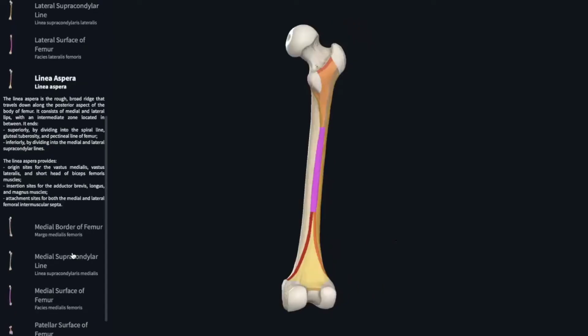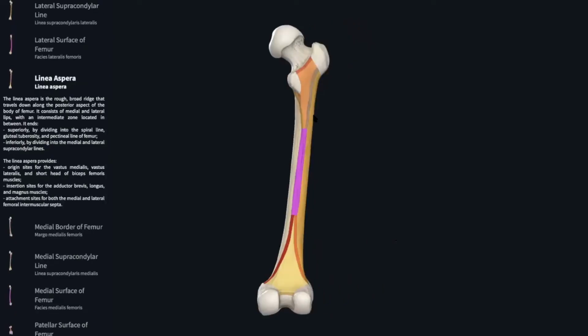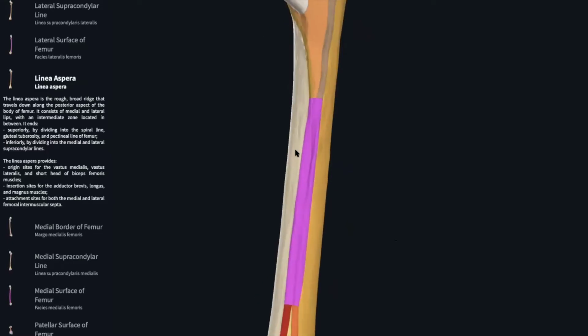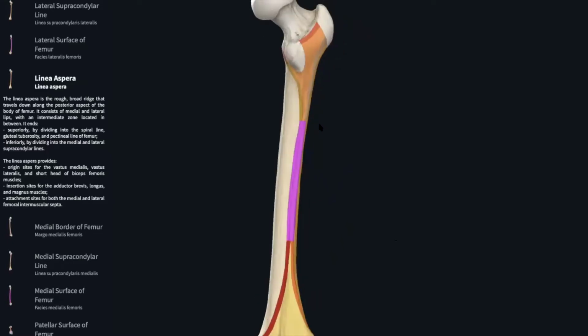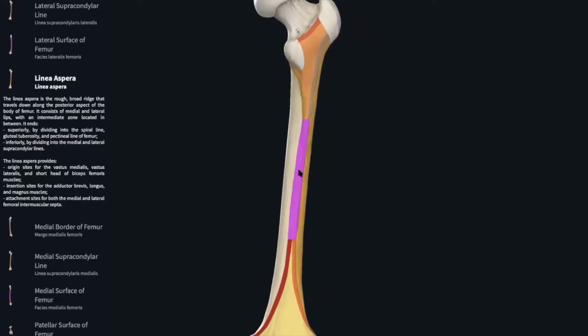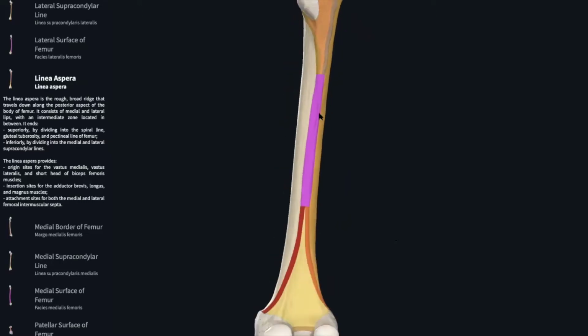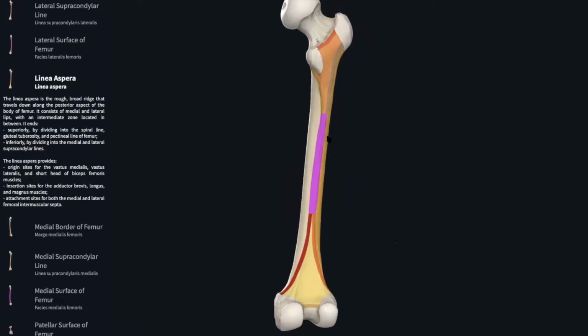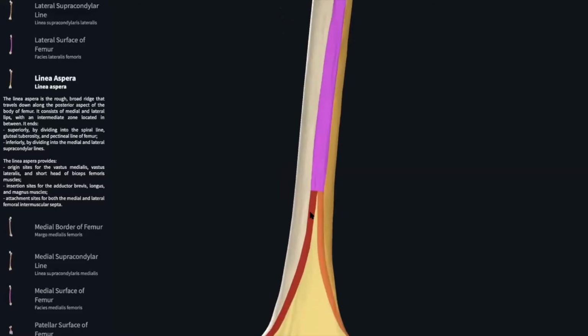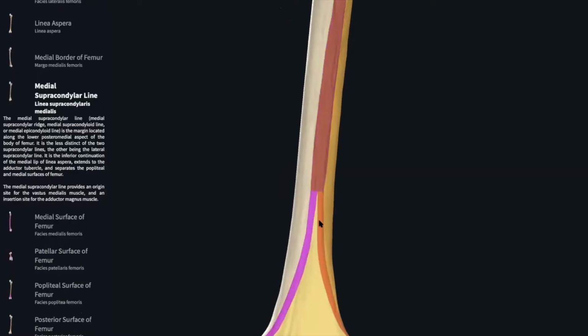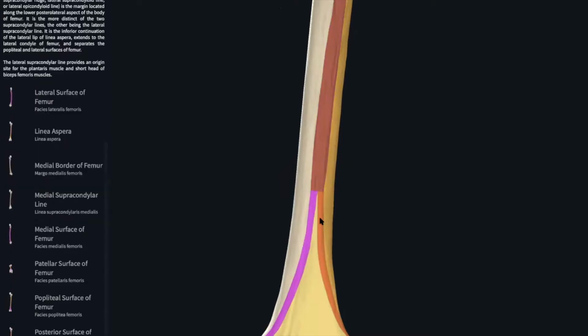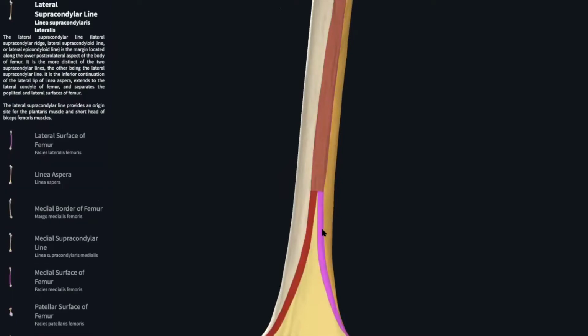Okay, now we're looking posteriorly again, and we're looking at this line, which you may have heard of, called the linea aspera. That in Latin literally means rough line, because it's a rough line, wow. Basically all these rough lines are areas where different muscles and ligaments attach, and they're rough so that attachment happens more easily. But what happens is that the linea aspera at the bottom splits into the medial supracondylar line and the lateral supracondylar line.